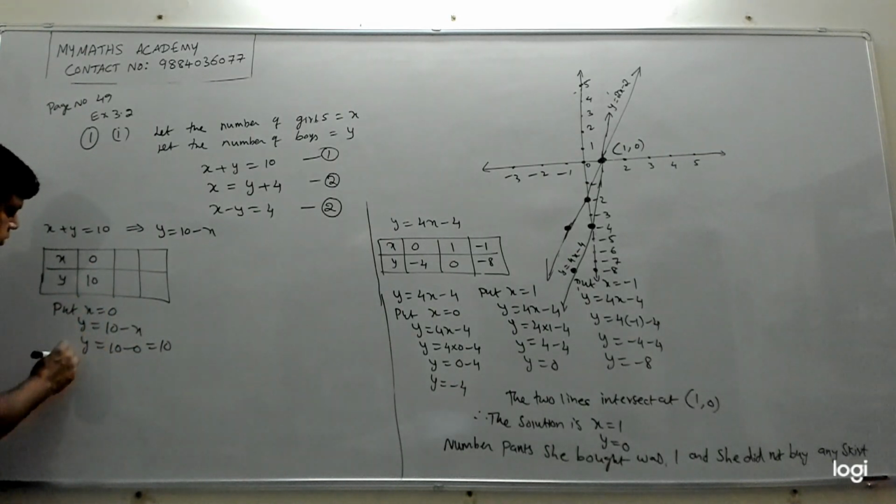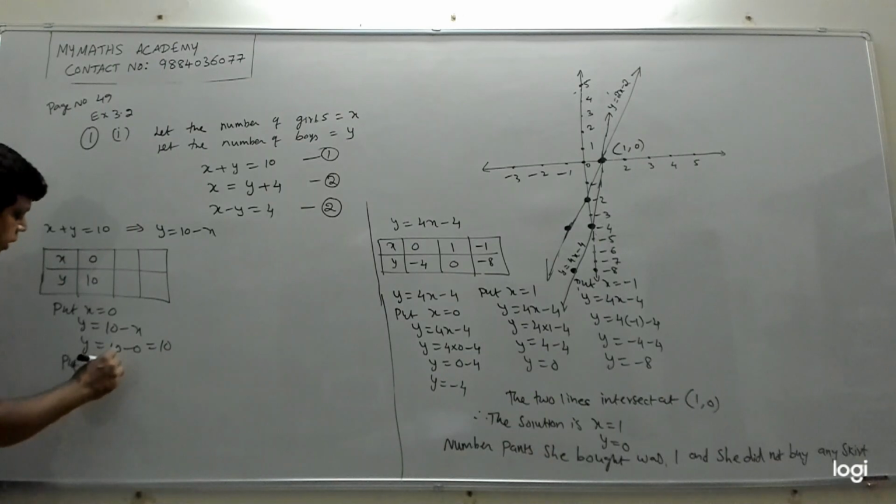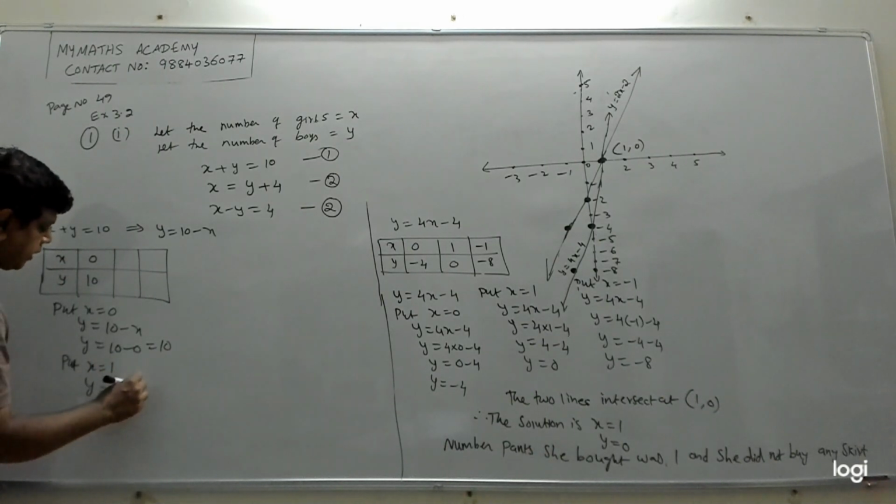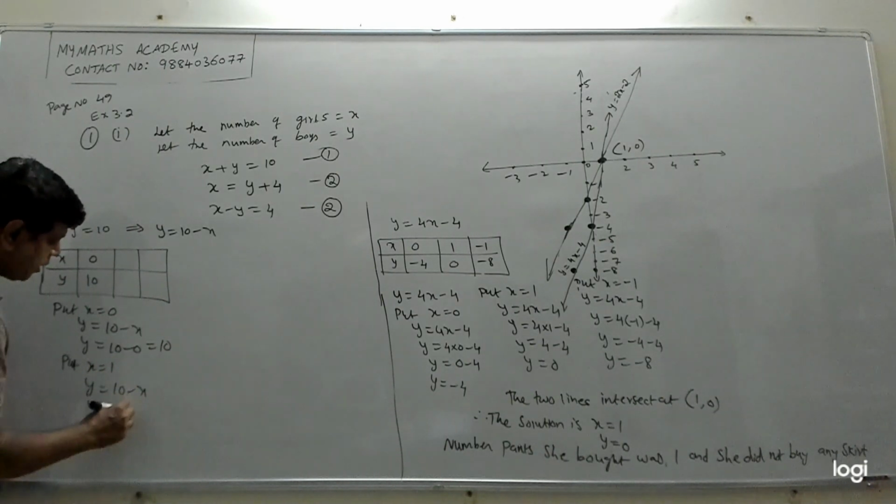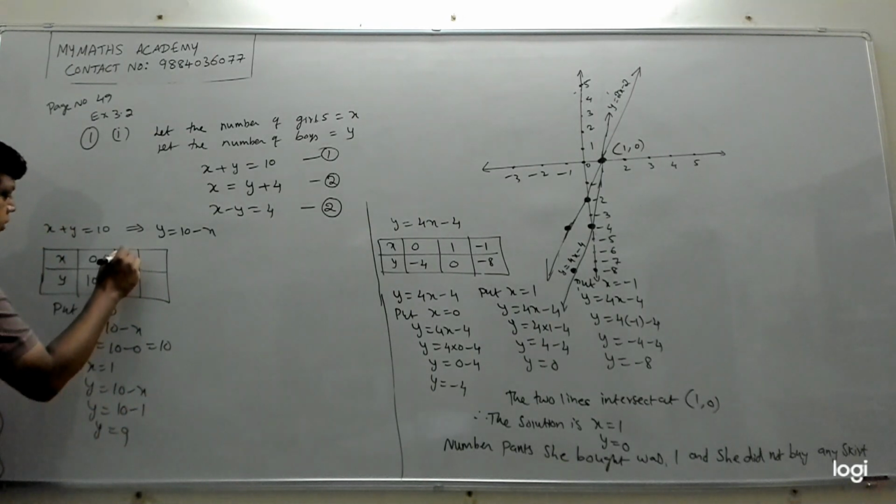Now let's put x is equal to 1. And my y becomes 10 minus x. So my y becomes 10 minus 1 because x is 1. So y is 9. Then x is 1, it's 9.